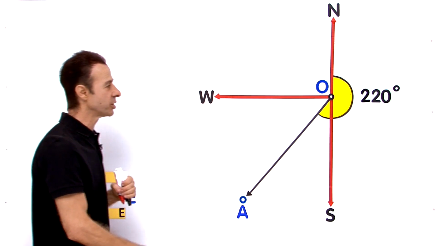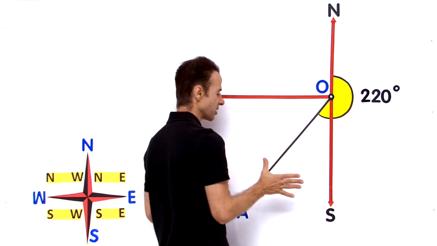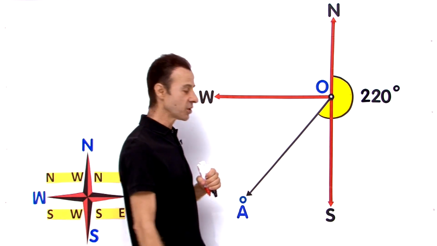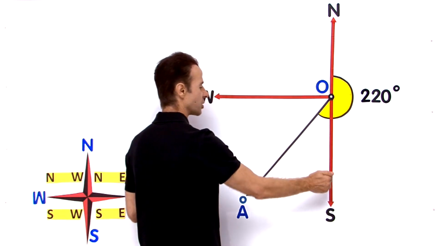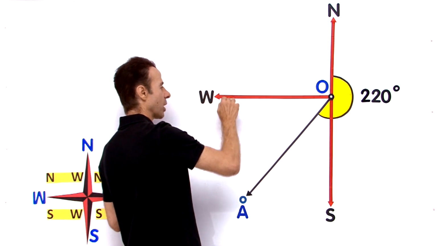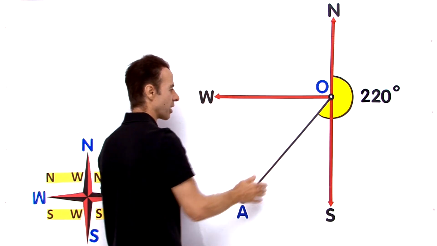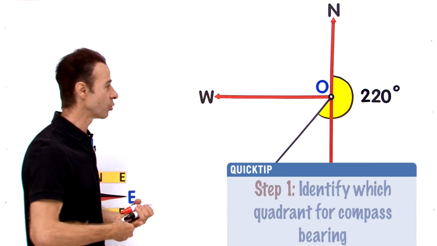Now, what quadrant do you believe that this particular guy is in? It's in this quadrant here. What comes first? It's the south. South comes first. South, something, west. So we're looking at this quadrant right here for the compass bearing. So let's go ahead and work this out.